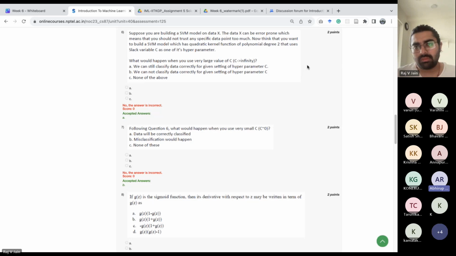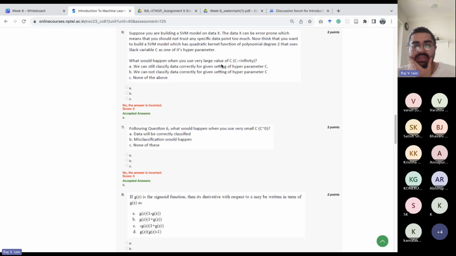A C that is too high is also not good. Correct. It's prone to overfitting with outliers at training time, and the question says that data set X has outliers. So there may be a clarification issue in this question. Sure, let me ask them, but that's at least my perspective.